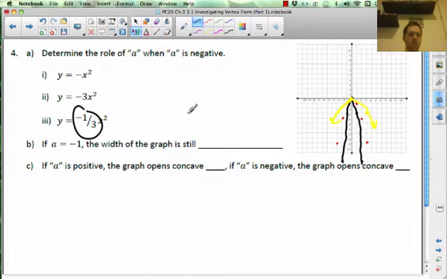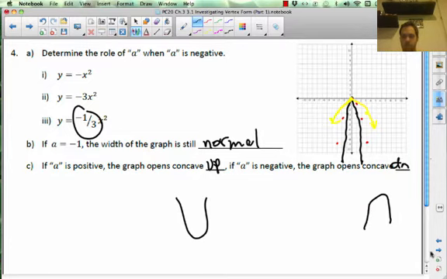So if A is negative 1, the width of the graph is still normal. Okay, still normal width as the red dots here. It's just reflected in the x-axis, so it's flipped from up here down to here as if you held a mirror right here. If A is positive, the graph opens concave up like we saw on the last page. And if A is negative, the graph opens concave down like we saw on this page.